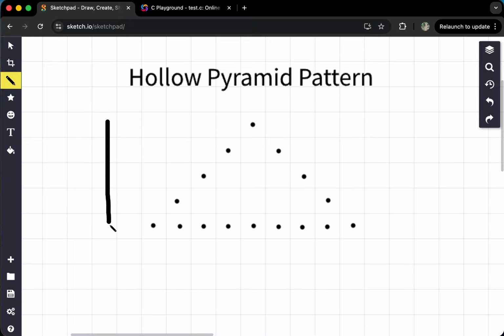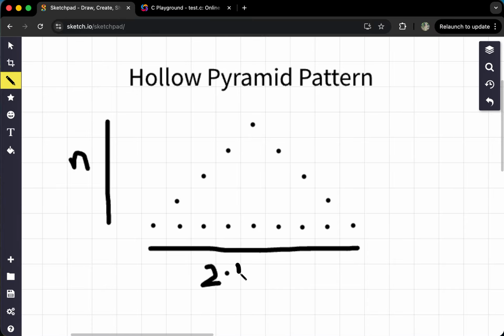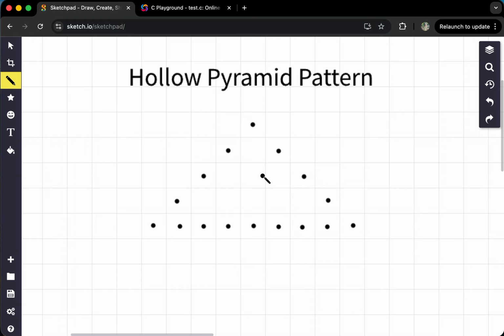So this length would be n and the base length would be 2 into n minus 1. 2 into n minus 1. So let's see how to print this pattern.